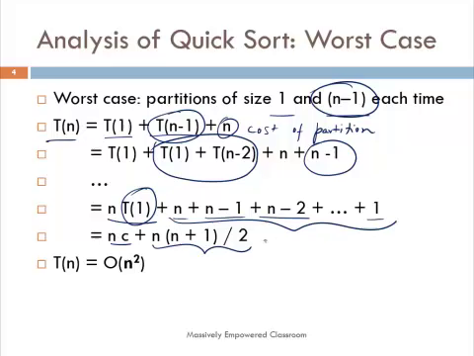So this term is of the order n squared. So we can say that the worst case complexity T(n) of QuickSort is order n squared. Right? So that is why, because of these unequal partitions, we do not get n log n, we get n squared as the worst case complexity of QuickSort.